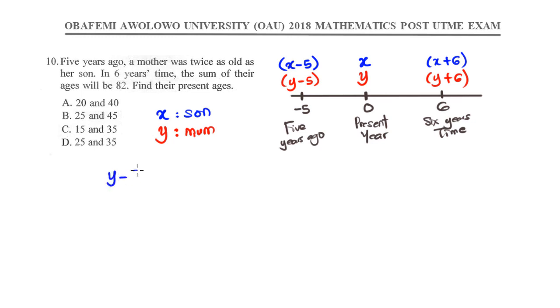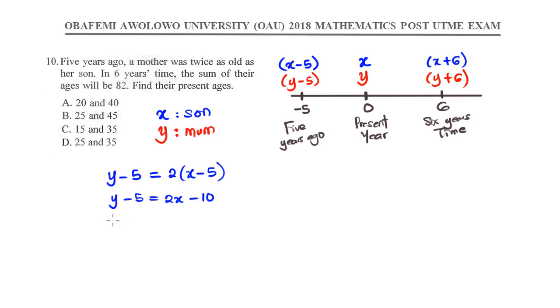So we can now say the mom is y minus 5. It is equal to twice the age of the son, which is x minus 5. And if I were to open this bracket, that is happening 5 years ago. So if we are to open this bracket, that will be y minus 5 is equal to 2x minus 10.